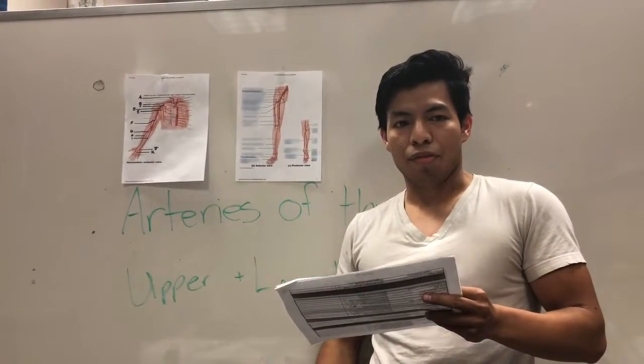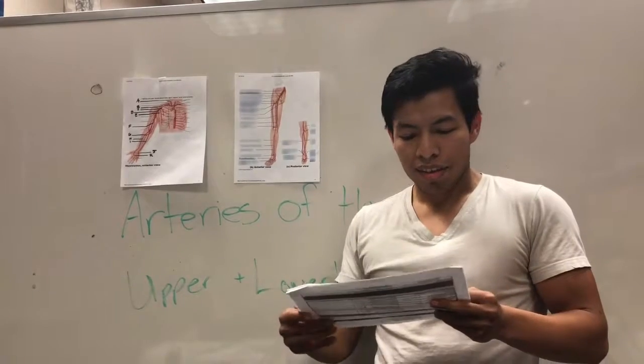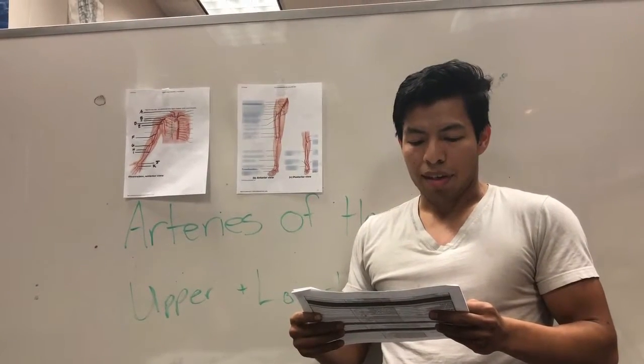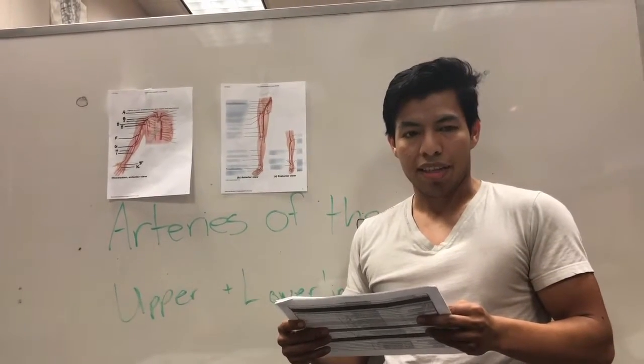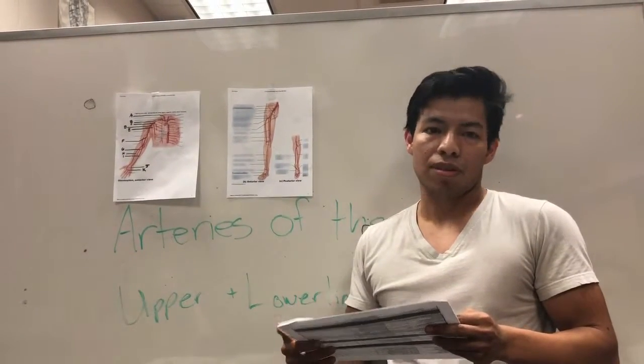Then the radial recurrent artery, which is attached to the radial artery. Then it'll be the ulnar artery. And then after that will be the ulnar recurrent, which is attached to the ulnar. And then after that will be the common interosseous artery. Then the deep palmar arch. And then the superficial palmar arch.